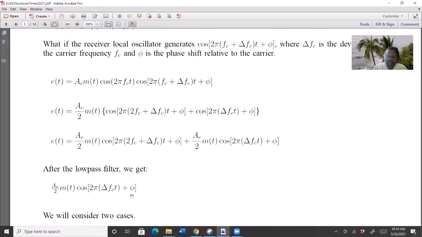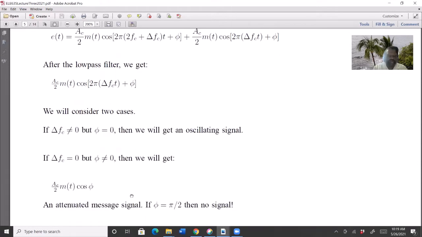And here we are going to put one of them zero. So if phi is zero, this is your message signal, and it's going to get multiplied by cos 2 pi delta fc t. So if the difference is, let's say, 5 kilohertz, instead of, let us say you are listening to a 1000 kilohertz radio station, but your local oscillator made 1005 kilohertz, so the difference is 5 kilohertz.